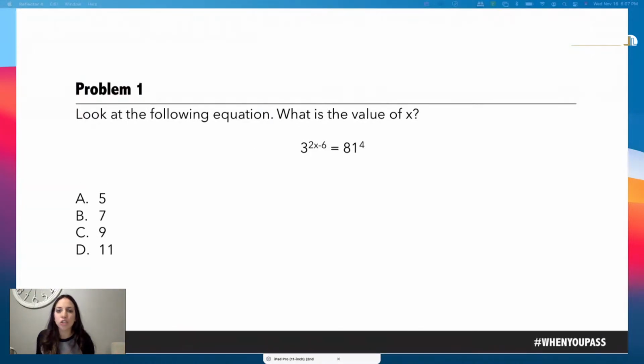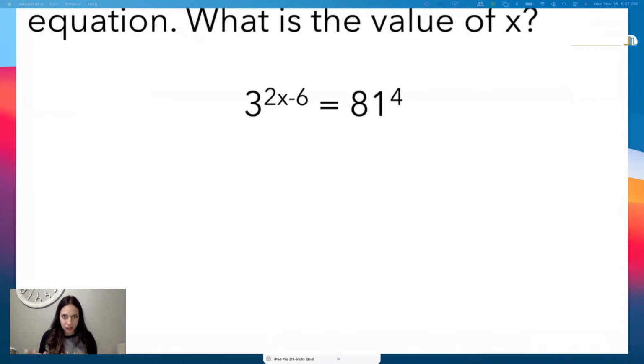So how do we solve an exponential problem when the variable is in the exponent? Well, this can be a little tricky. This is definitely for my middle school and high school people. So in this situation, we need to figure out how to find x. And the way we're going to do that is by getting the bases the same.